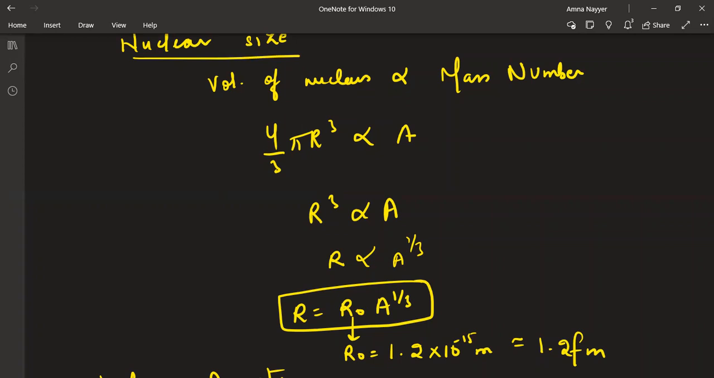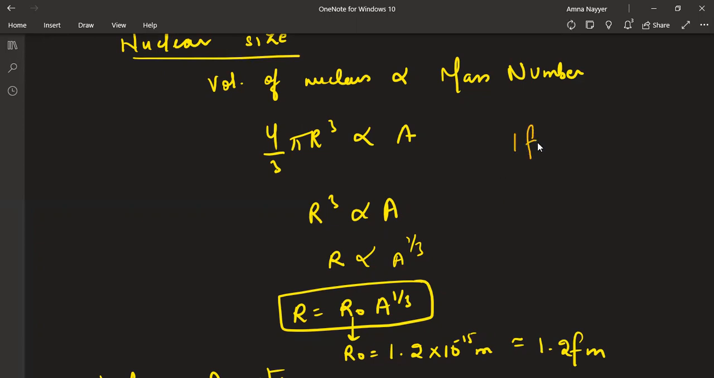If you take roots on both sides, R will be directly proportional to A to the power 1/3. Now class, we have to remove the proportionality sign. R cube is directly proportional to A, so R is directly proportional to A to the power 1/3. But what is the constant that comes? R naught is just a constant that we put here. This R naught is a constant term whose value is 1.2 Fermi meter.